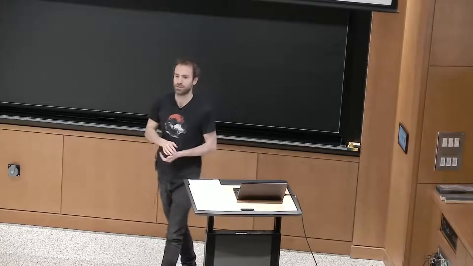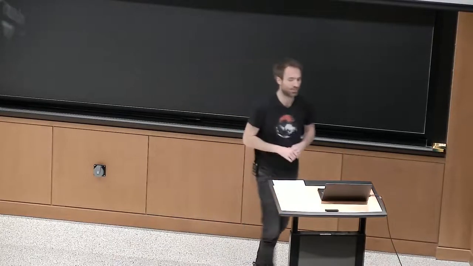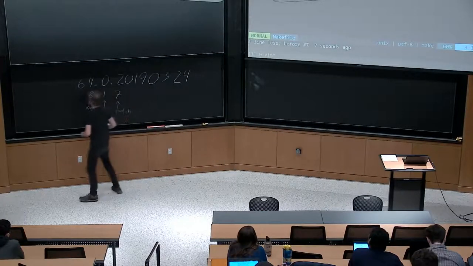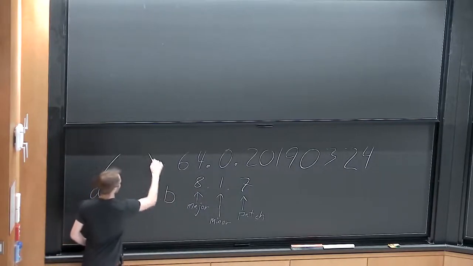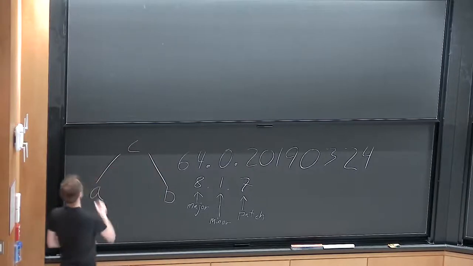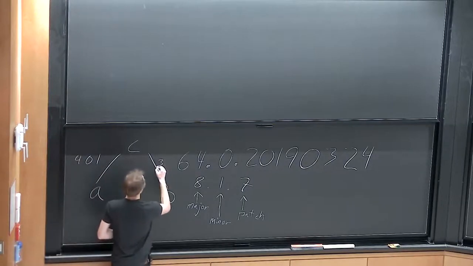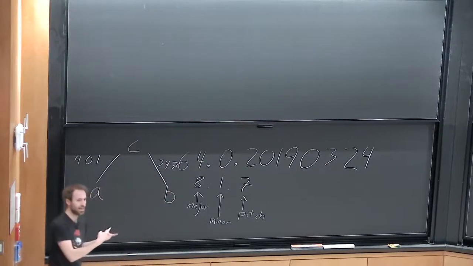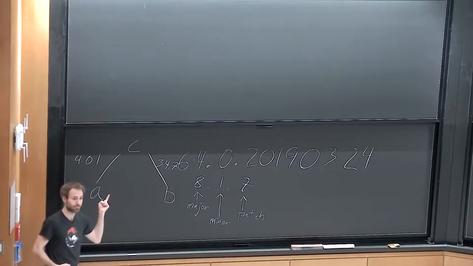Yeah? What if you have 2 dependencies, and both of them depend on a common library, but they have conflicting major versions? So the question is, what happens if I have library A and library B, and they both depend on library C. But library A depends on 4.0.1, and library B depends on 3.4.7. So they both depend on C, and ideally we'd like to reuse C, but they depend on different major versions of C. What do we do?